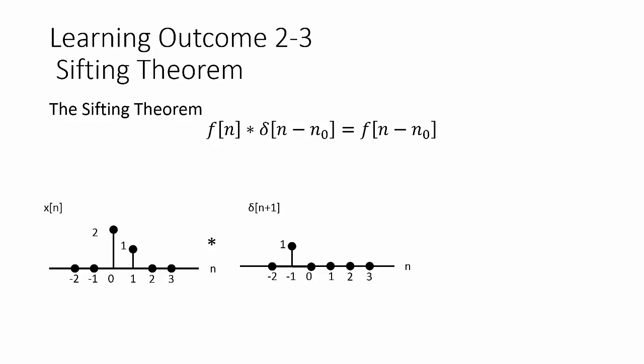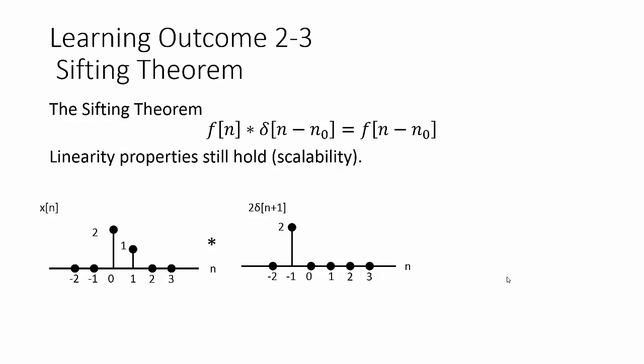Another example, x of n convolve delta of n plus 1. According to sifting theorem, our n naught is negative 1. So we're going to wind up with x of n minus negative 1, or x of n plus 1, which takes our function here and shifts it 1 unit to the left.